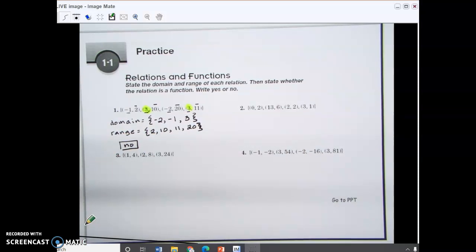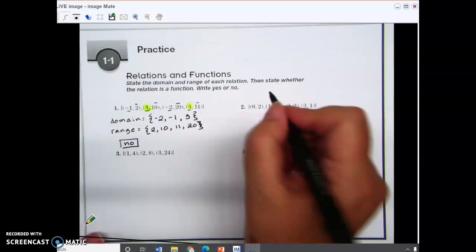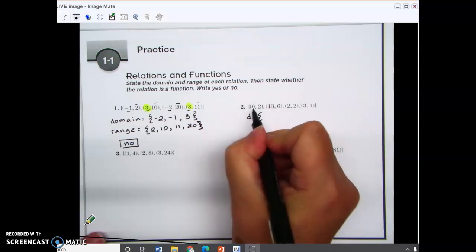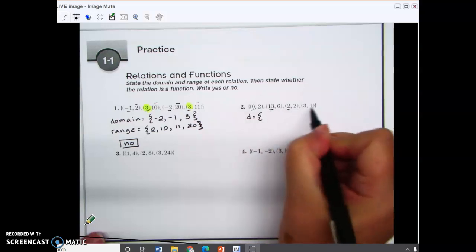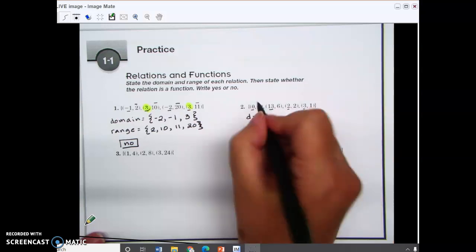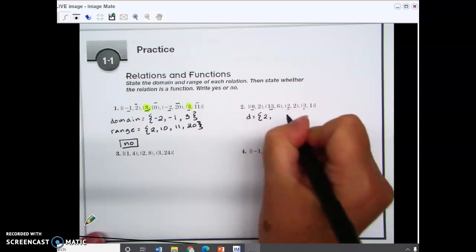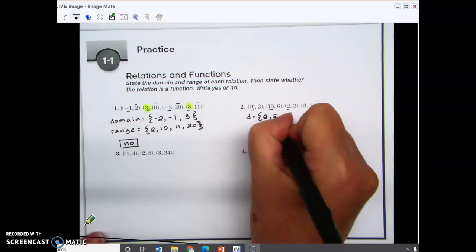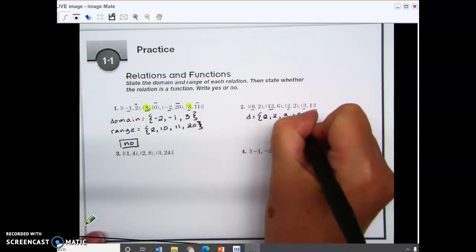So take a moment to pause the video and see if you can answer question number 2. Looking at question number 2, for my domain, I'll shorten that to just D. I've got a 0, a 13, a 2, and a 3. So my smallest value is 0, and then 2, and then 3, and then 13.